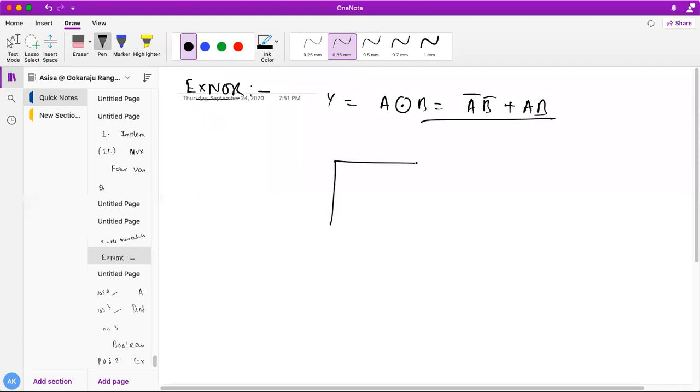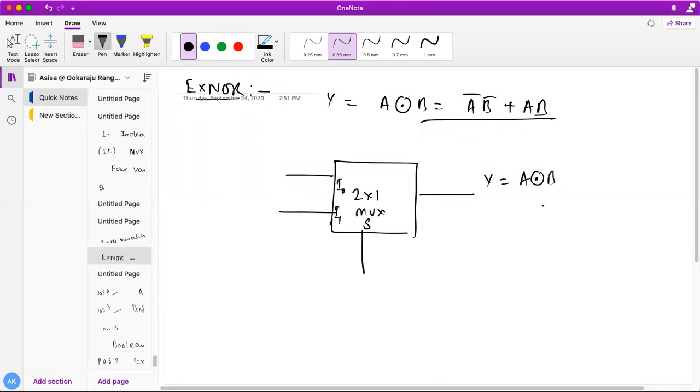As we know, this is my 2 cross 1 mux. Okay, this is my 2 cross 1 mux. So I would be having a 2 cross 1 mux. At the output I am expecting this one. Okay, so it has select line S, it has I0 and I1. If you have not understood, please try to understand now how I am doing. So my inputs are A, B, and I will be expecting A XNOR B at the output. So nothing else, 0 0, 0 1, 1 0, 1 1.